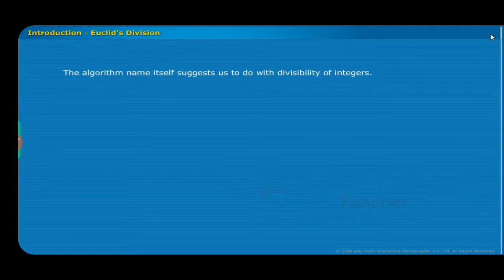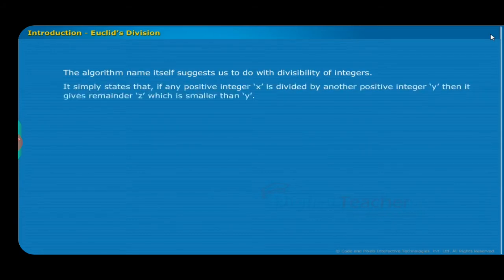Let us know about Euclid's division algorithm. The algorithm's name itself suggests that it has to do with divisibility of integers. It simply states that if any positive integer x is divided by another positive integer y, then it gives remainder z which is smaller than y. Let us do an example.